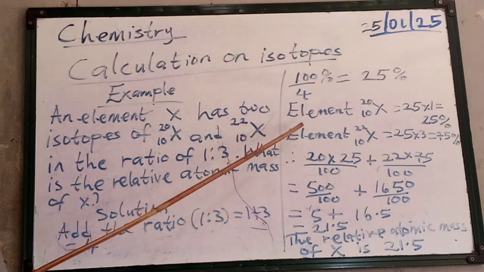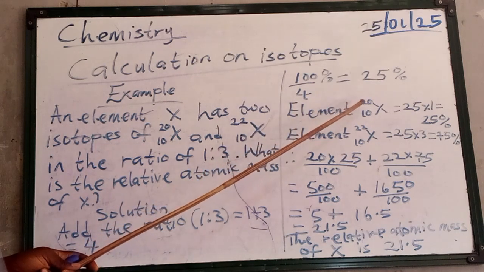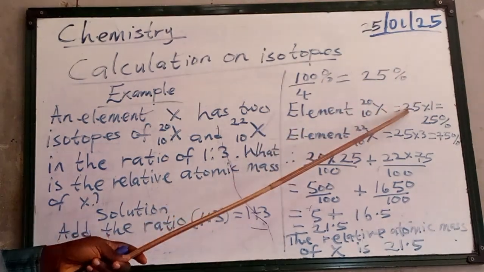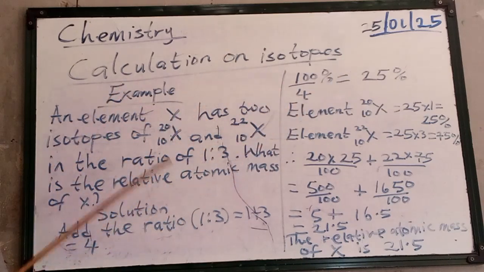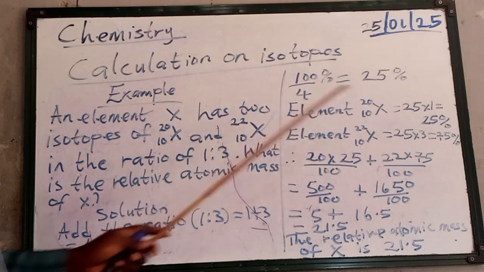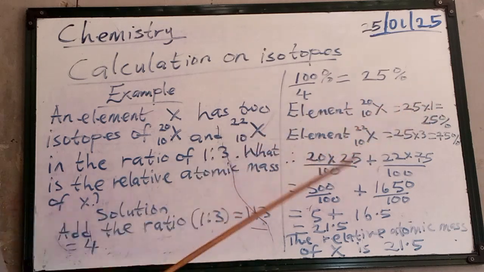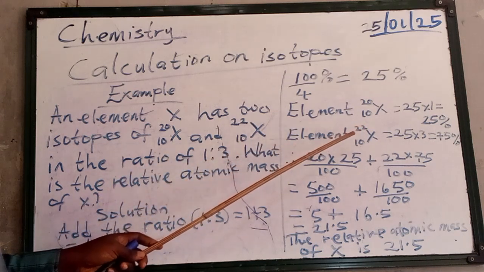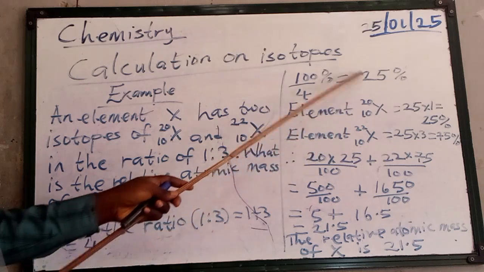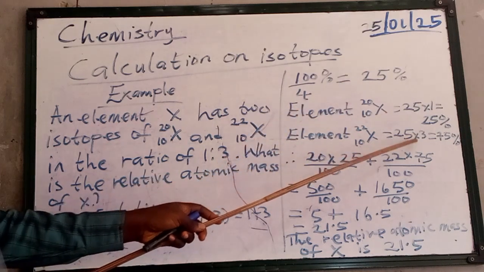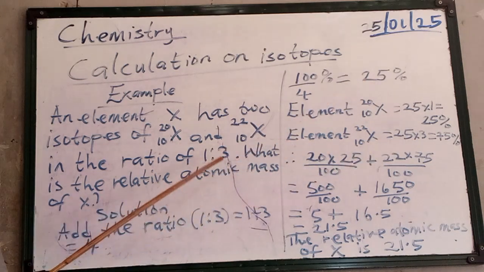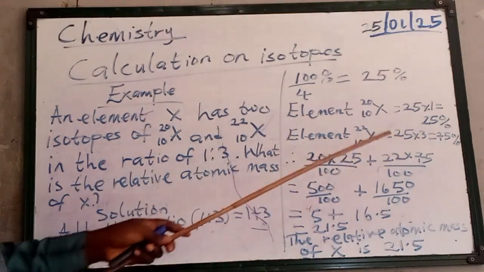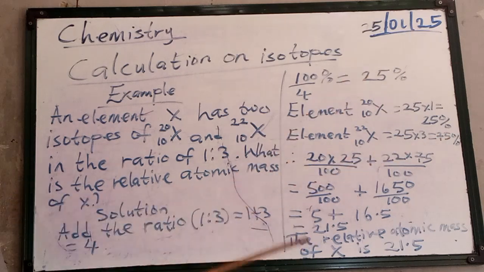Then from there, the element that has 20 as its mass number is going to be this 25 multiplied by its own share of the ratio, which is 1, which is 25 times 1, equal to 25%. Then the second element, which has a mass number of 22, is going to be this 25 that you got here times its own share of the ratio, which is 3, which is 25 times 3. And if you multiply 25 by 3, it will give us 75%.